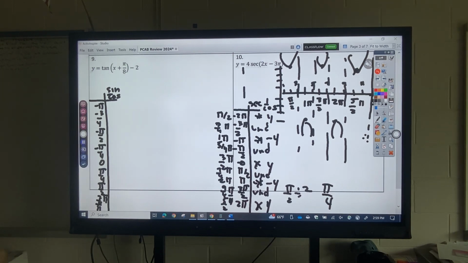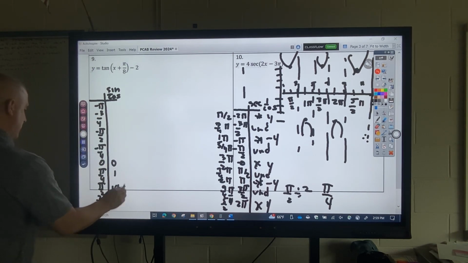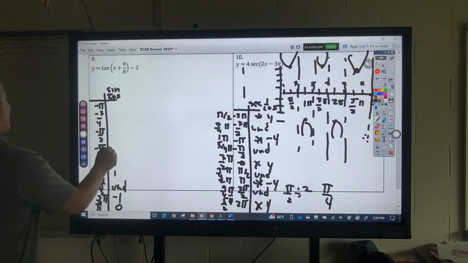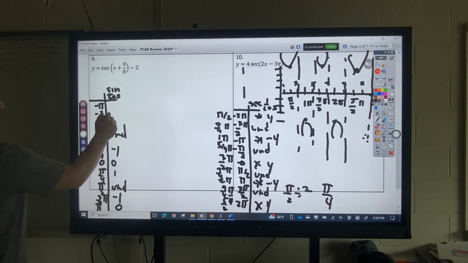Okay, so at 0, this would be 0. This would be 1. This would be undefined. This would be -1 for tangent. This would be 0. All right, going the other way, that would be -1. This would be undefined. -3/4 is in that third quadrant, so that would be 1, and that'd be 0. Okay. All right. So what's going to happen here?